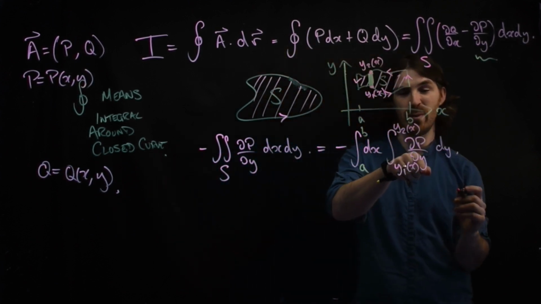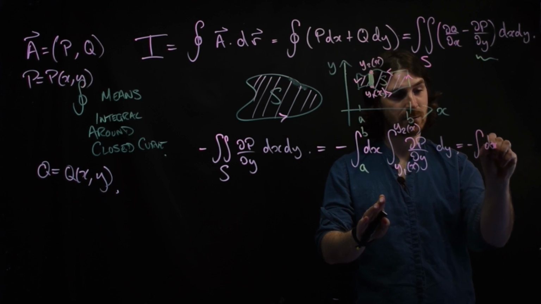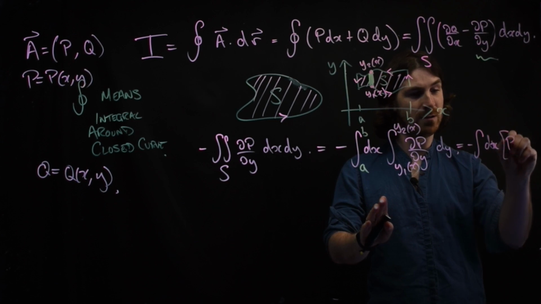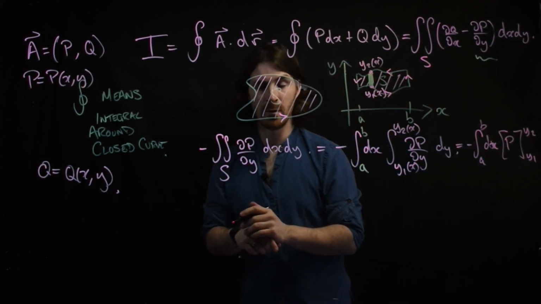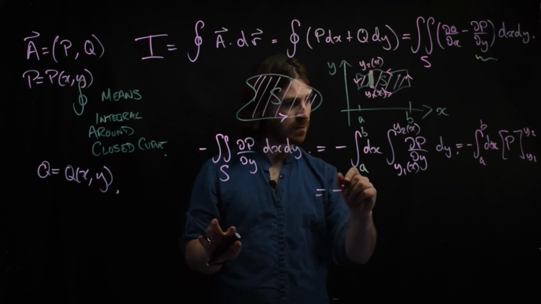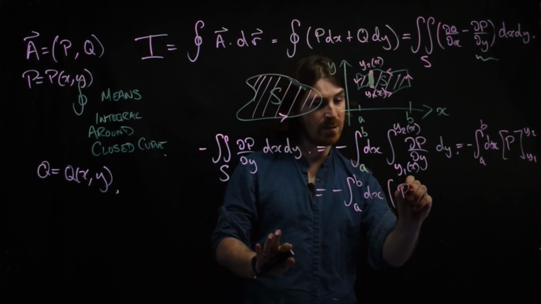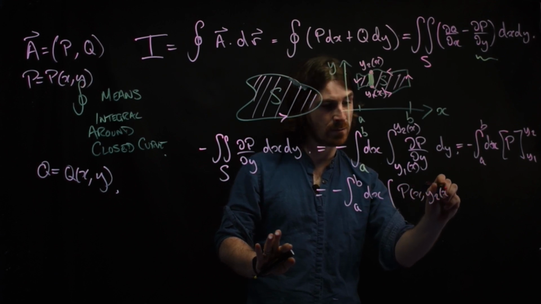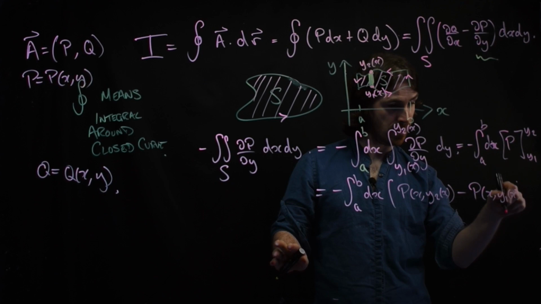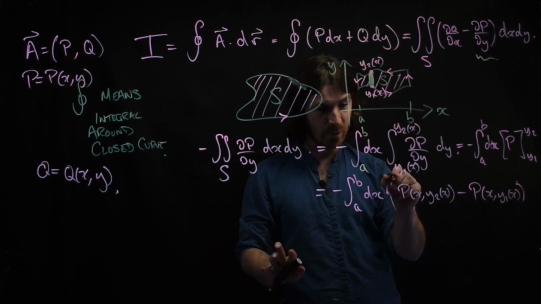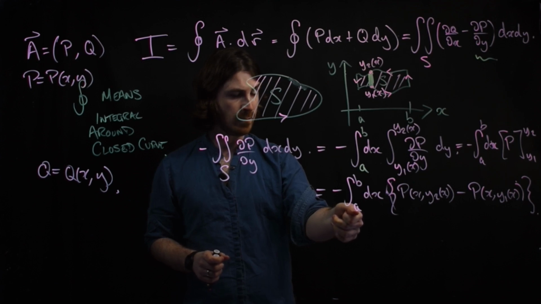All right, now the integral of dp by dy is just p. So this is just the integral of dx, p evaluated at y1 of x and y2 of x between a and b. Okay, so let me write it here. It's minus the integral between a and b, dx of p of x y2 of x minus p of x y1 of x. Bracket there, and let's have a big brace here. Okay, between a and b.